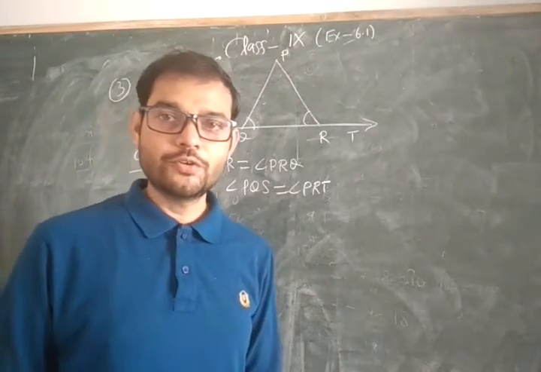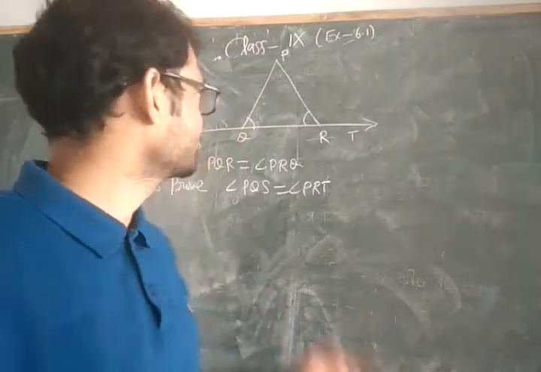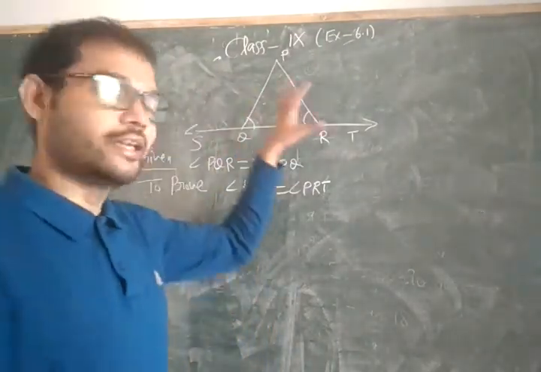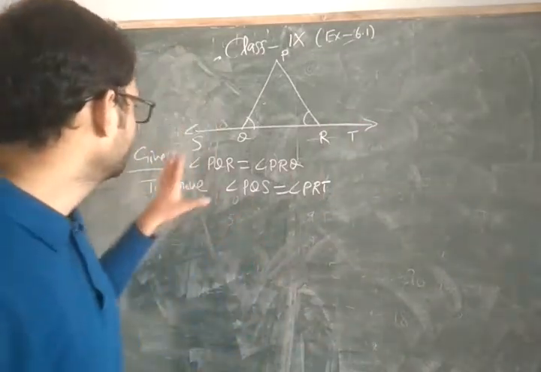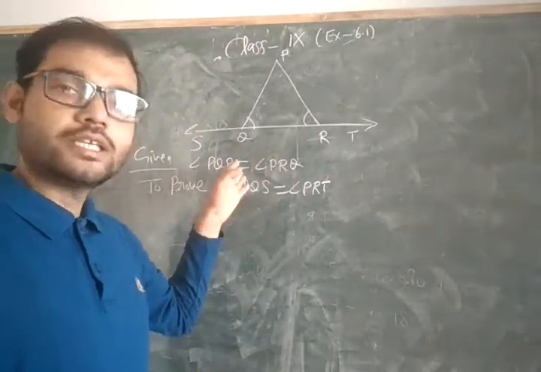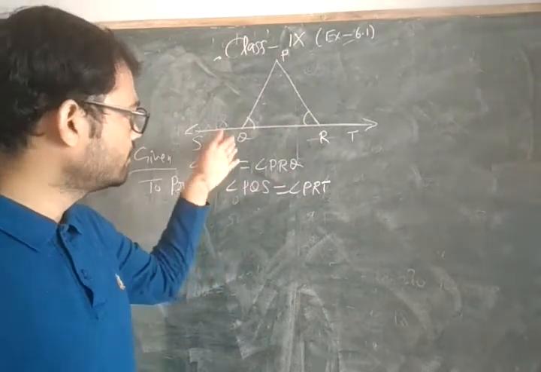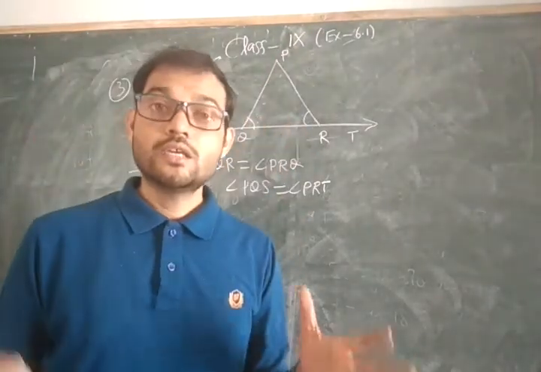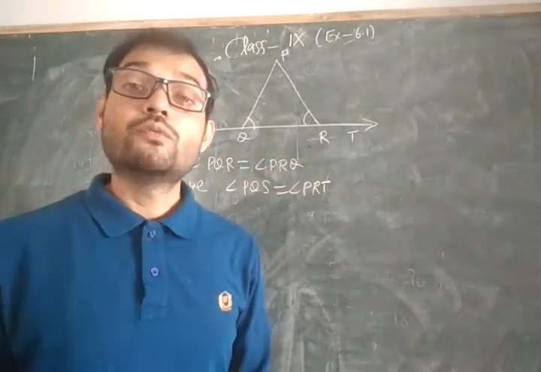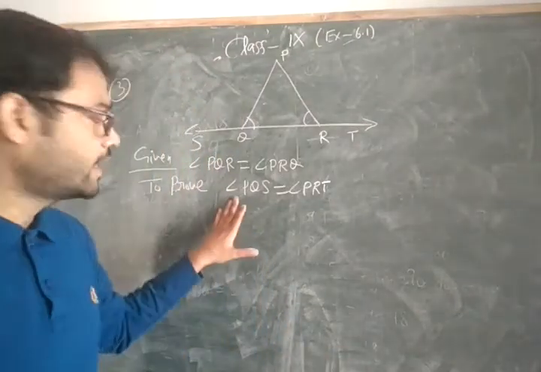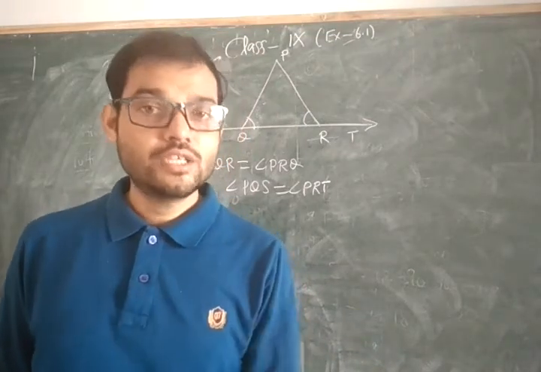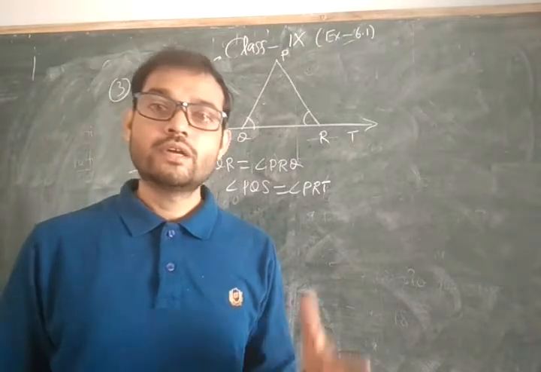And so now we are going to start our next question, and that is question number 3. In your question number 3, you have a figure, a triangle is given here, and in this one it is given that angle PQR is equal to angle PRQ. Means these two angles are equal. So if these two angles are equal, then we have to prove that angle PQS is equal to angle PRT. This we will prove in this question.